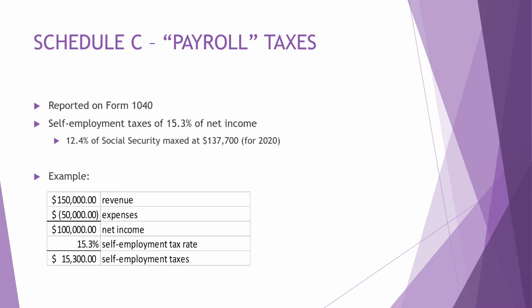So here's a quick example of the self-employment taxes you might see as a Schedule C. If you have $150,000 in revenue and $50,000 in expenses, then your net income is $100,000. At the 15.3% self-employment tax rate, that equates to $15,300 of self-employment taxes.